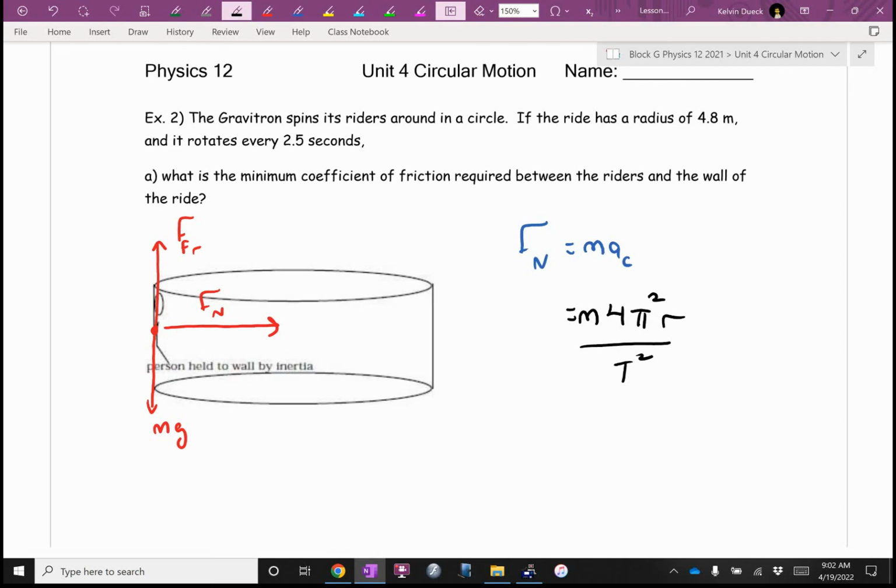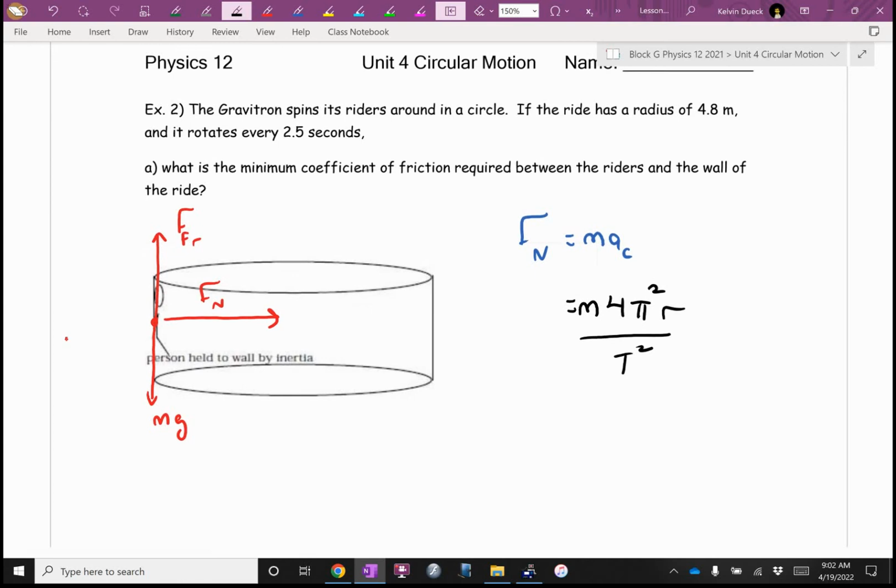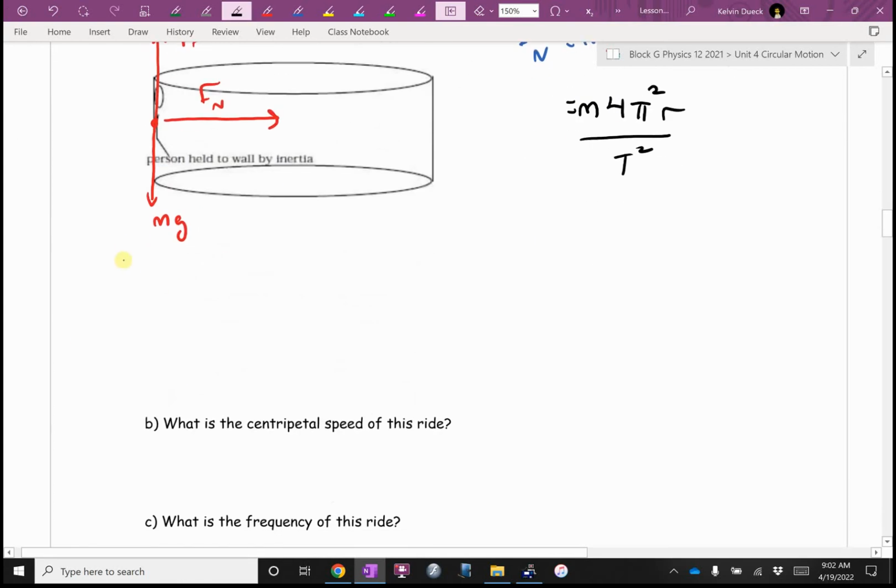Write a vertical force equation. Are we sliding down? Are we sliding up? I can also say, and I'm going to do this over here, friction equals mg. That has to be true.